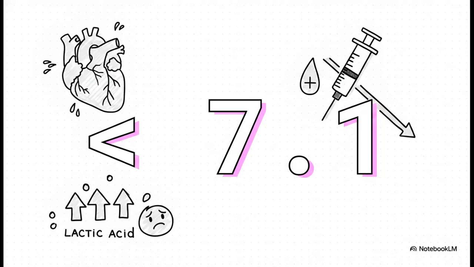But that brings us to the obvious question. When do you actually reach for sodium bicarbonate? Generally speaking, you really want to reserve it strictly for severe, acute metabolic acidosis where the pH drops below 7.1. And why isn't it automatic for everyone else? Because giving bicarb carries some real risks. It can actually cause myocardial depression and even increase lactic acid production. The benefits just do not outweigh those risks unless that pH is critically low.